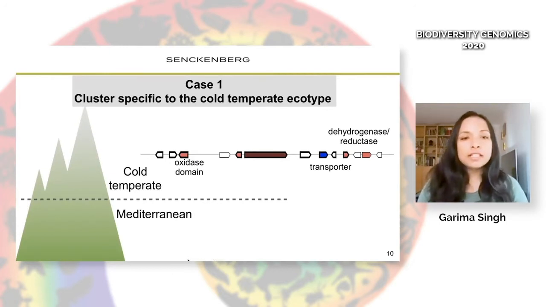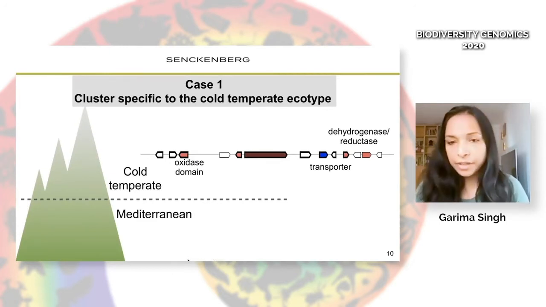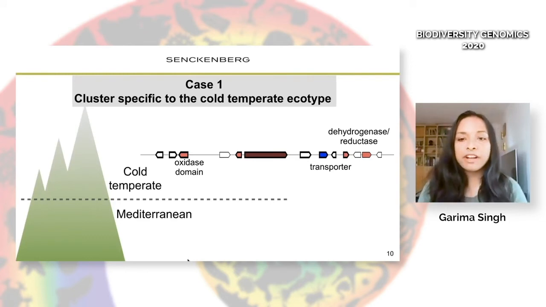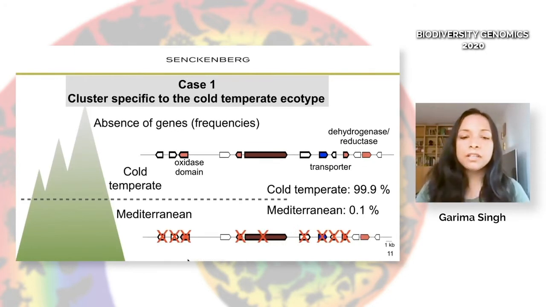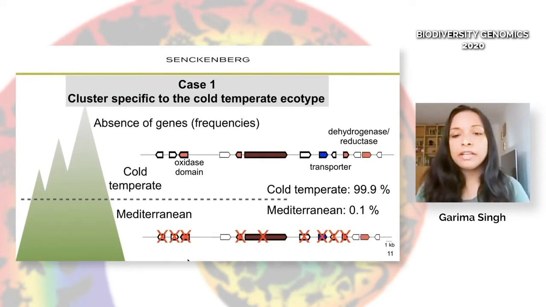So this is the cluster which is specific to the cold temperate ecotype. It's about 45 kb long and has 14 genes. And in the Mediterranean region, out of 14, 9 genes are almost entirely absent, and the other 4 are present only as fragments.